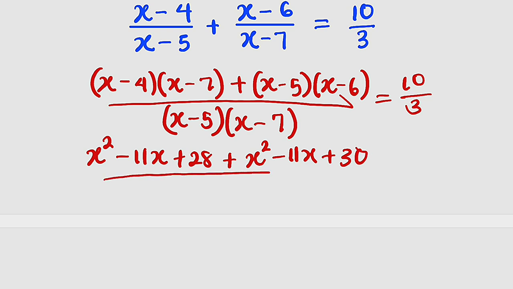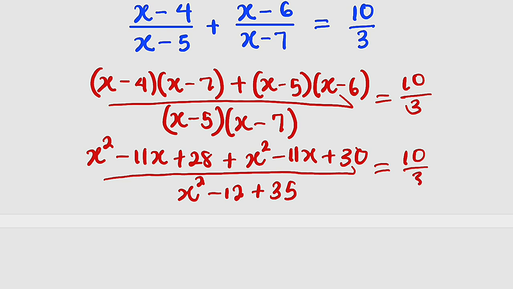You divide. x times x is x squared. Add the constants together. We have negative 12. Then you multiply them together. You get positive 35. And this is equal to 10 divided by 3.